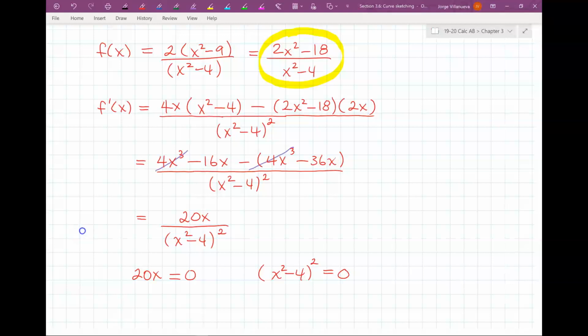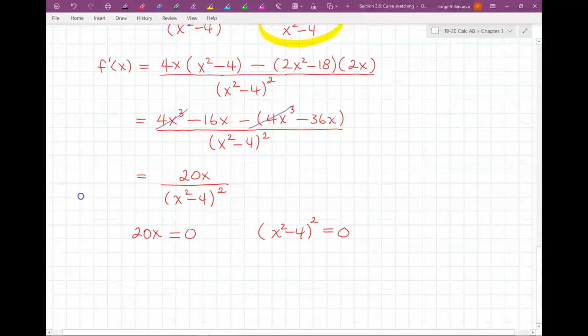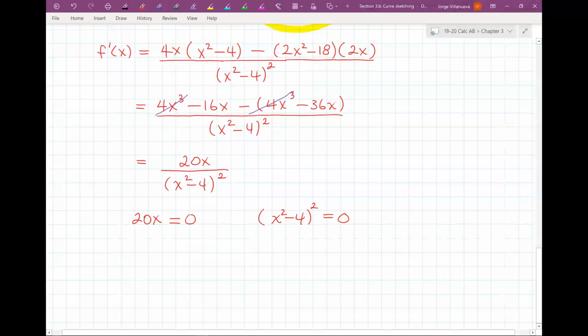Okay, so let's see. To figure out what makes it equal to 0, I just get 20x equal to 0 divided by 20, and that one's pretty easy. x is 0. Okay, so there we go. We got 1. What makes it undefined?